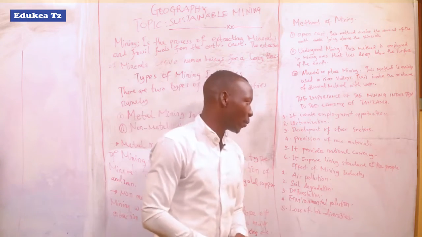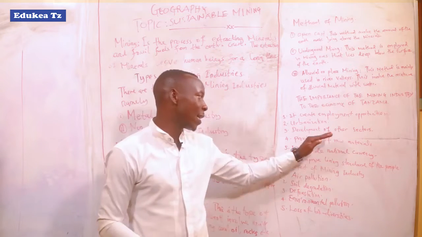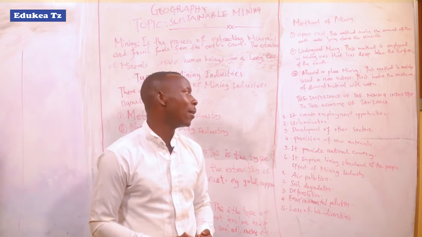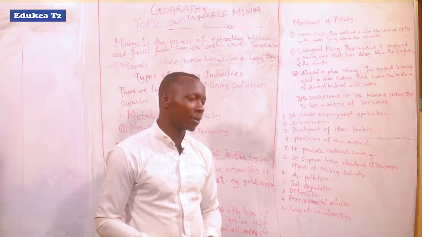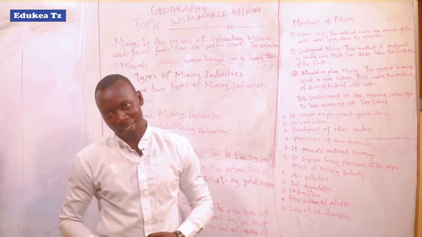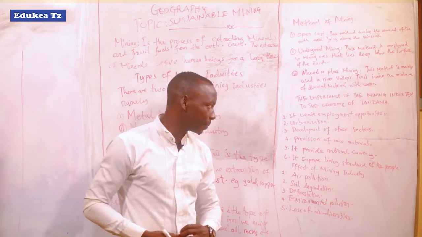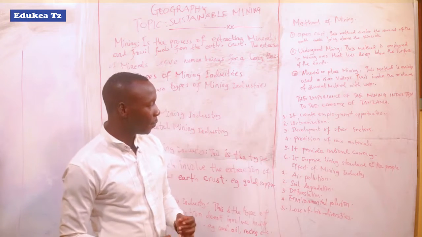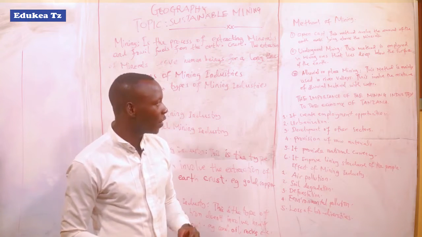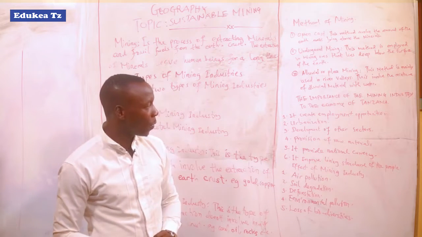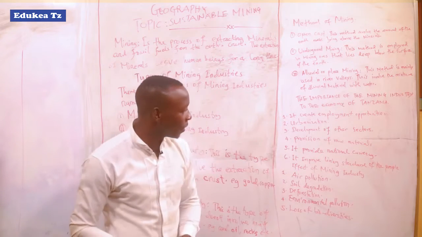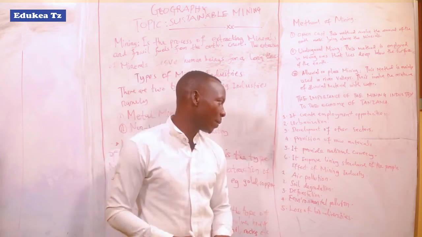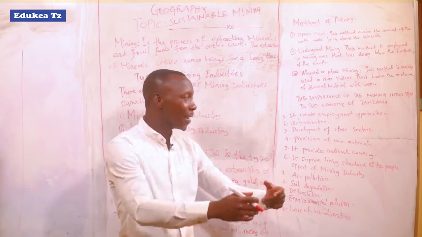Point number 3, development of other sectors. This is a product of mining activities in a certain area, whereby mining activities involve the accumulation of money, whereby the government receives funds from different nations because of the presence of the mining industry. The country receives foreign currency because of the presence of the mining industries. They also gain national income.